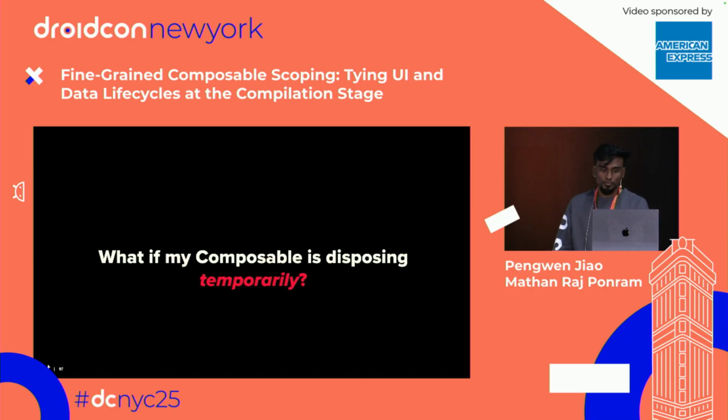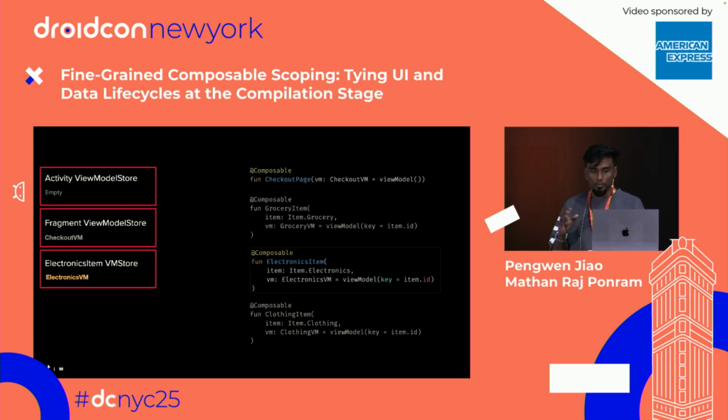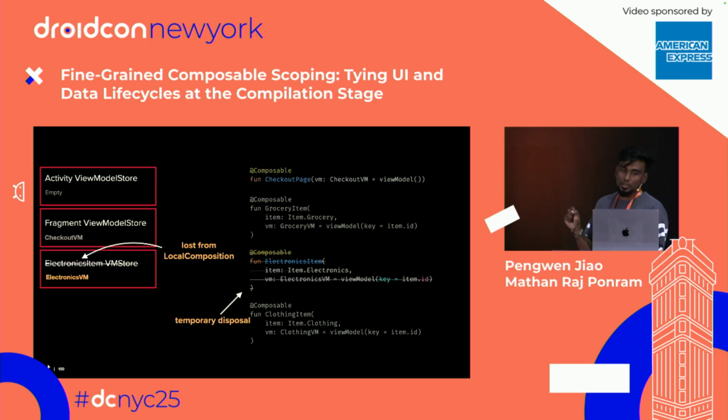But we need to know what happens if my composable is disposing temporarily. Basically, whenever a composable gets disposed temporarily, we're going to lose the reference to the view model store owner from the local composition. The local composition is completely cleared off.